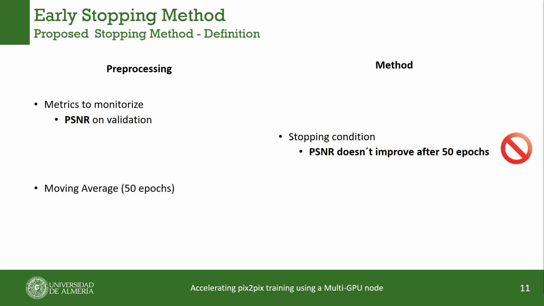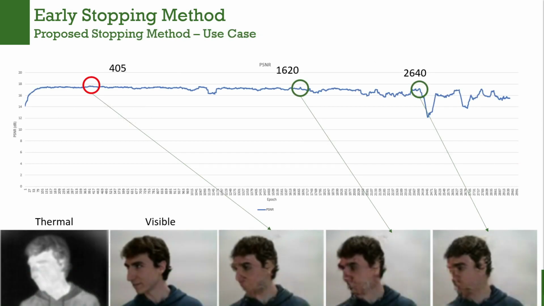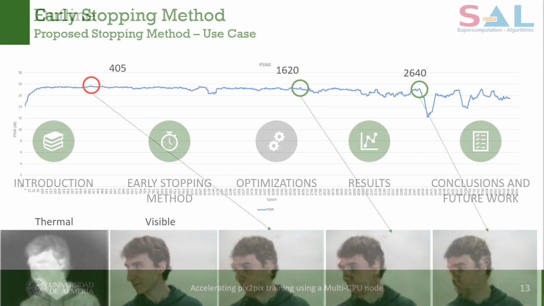The early stopping method has several key points. The metric to monitor is the peak signal-to-noise ratio on validation data. It calculates the moving average on the peak signal-to-noise ratio to smooth the data, and the stopping occurs when the peak signal-to-noise ratio doesn't improve after 50 epochs. Here we can see the evolution of face transformation in a use case of 3000 epochs. In epoch 405, we can see the best transformation. In other epochs, there can be similar peak signal-to-noise ratio values, but the transformation doesn't improve.